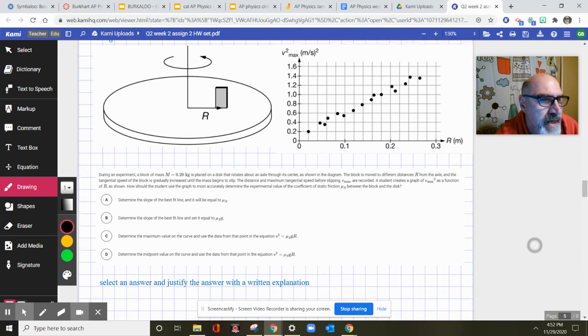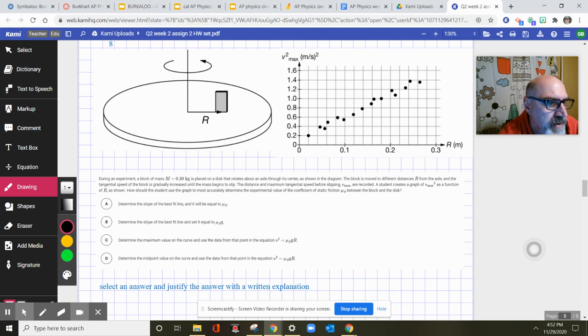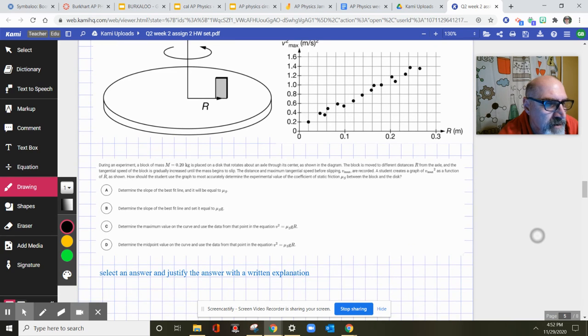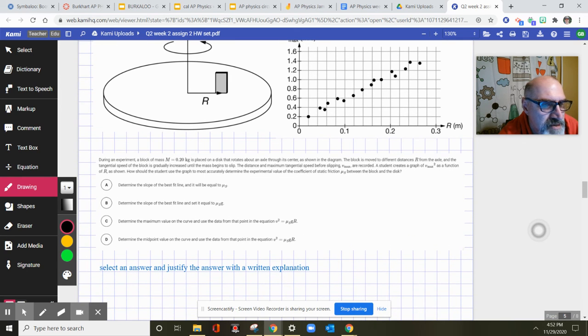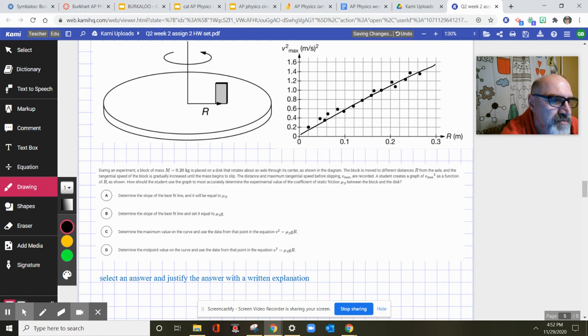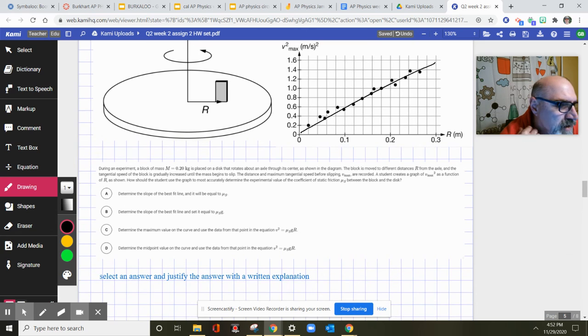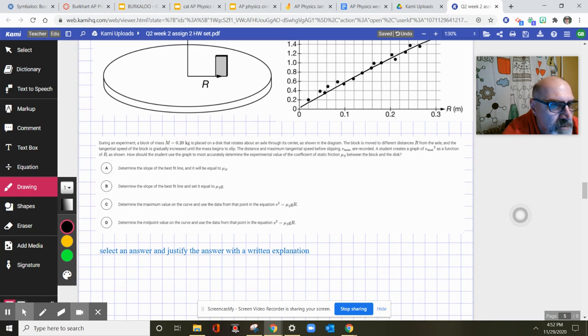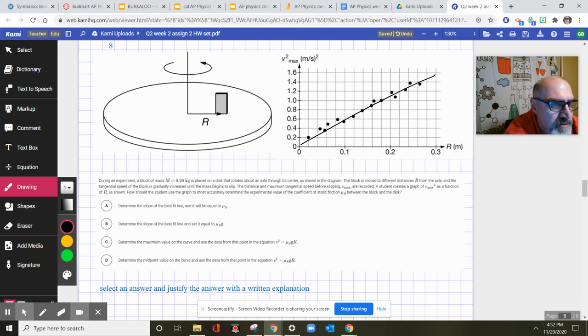All right, our last question today. These clever people have a block and they're rotating it and they're collecting this v-squared data and the radius data. And that has something to do with centripetal force because those are our values. So if I draw a line there, what does the slope of the line mean? So basically, again, going back to our other problem, the coefficient of friction times mg is equal to the centripetal force.